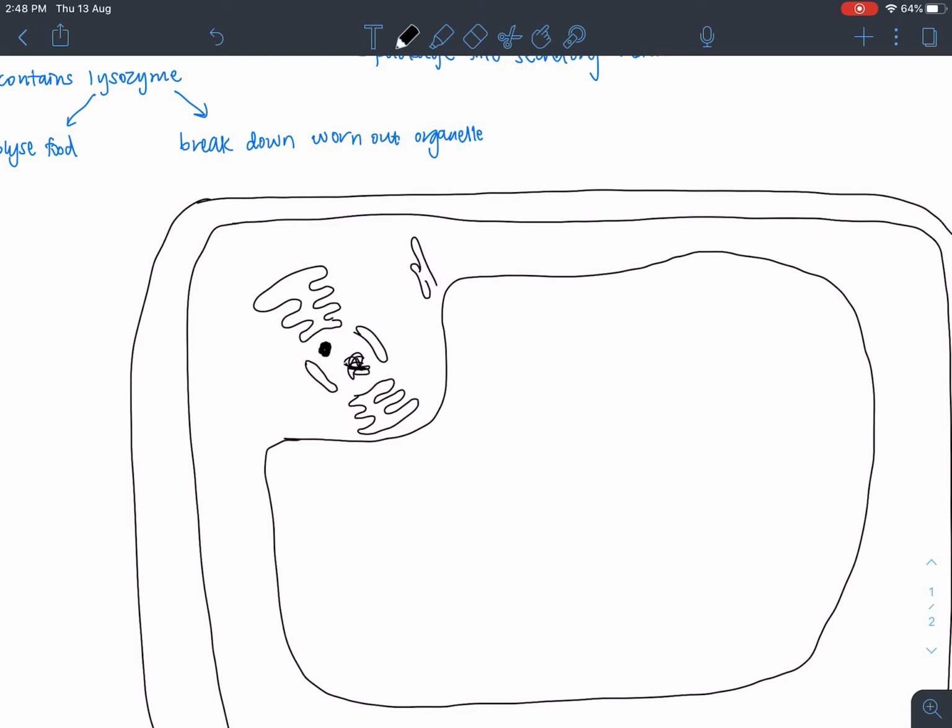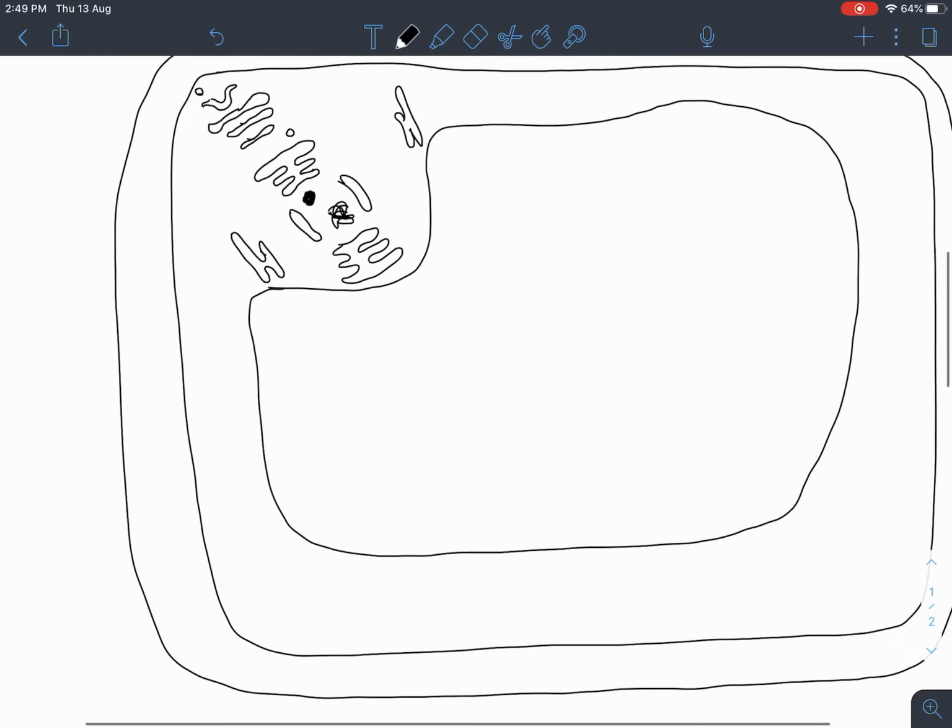Near to those RER, there's SER. So Golgi apparatus must be next to RER. So flattened sacs, and the final thing that would definitely be there, the secretory vesicle, and here the transport vesicle.